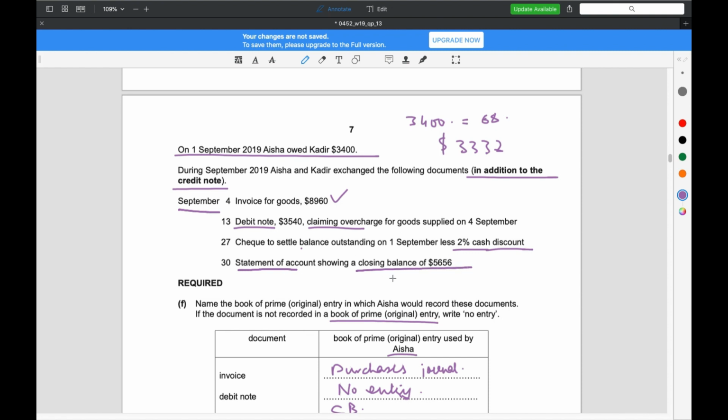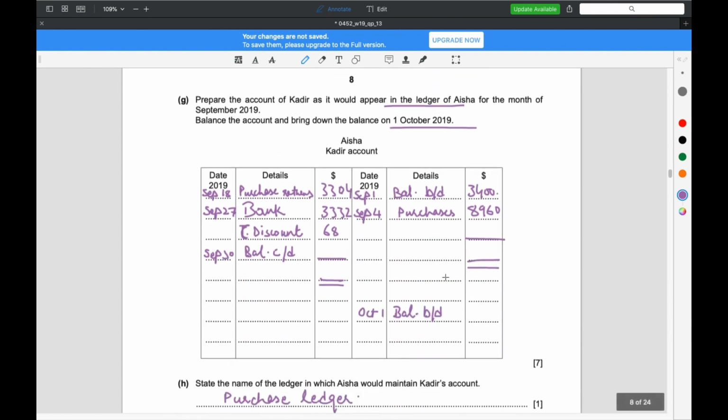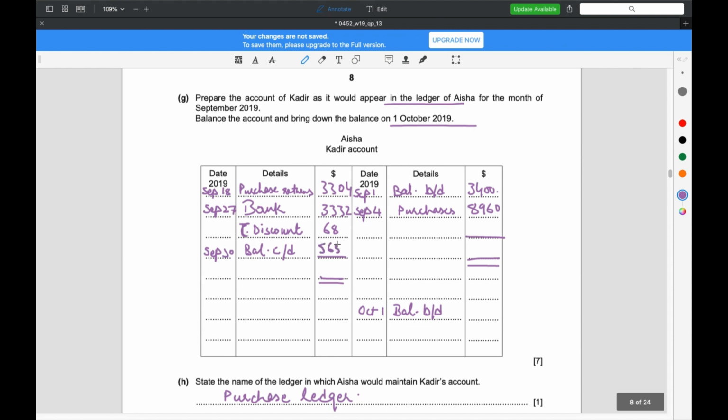So it means that the question has given you a balance carried down as well for Kadir account. So you just have to write that in. So the balance carried down is going to be 5656, right? And then you can total off both sides. This is going to total 12,360 and then 12,360. Okay, and if you didn't calculate the balance carried down, you could have actually got this carry down by balancing it yourself. But actually, he gave you the carry down, so why not just write it down if you understand what it means? Okay.